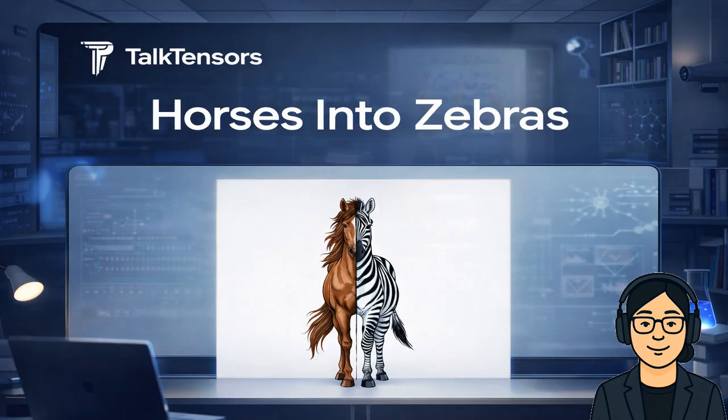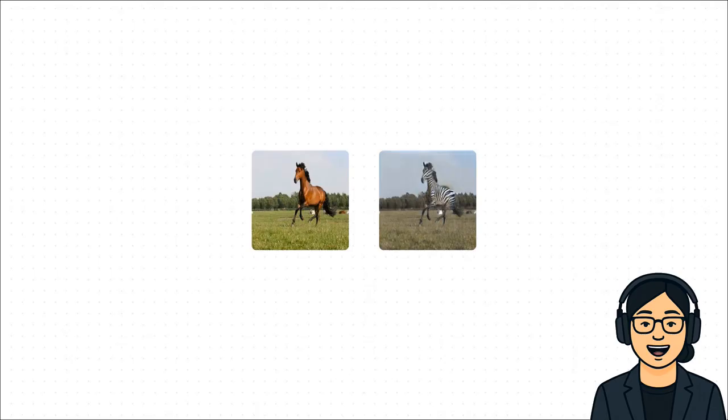image-to-image translation. And this is the image that made this whole thing famous. On the left, you've got a horse. On the right, that same exact horse, but now it's a zebra. And here's the crazy part. The AI figured this out without ever seeing a single picture of a horse next to its zebra version. It just saw a folder full of horse photos and a totally separate folder full of zebra photos.